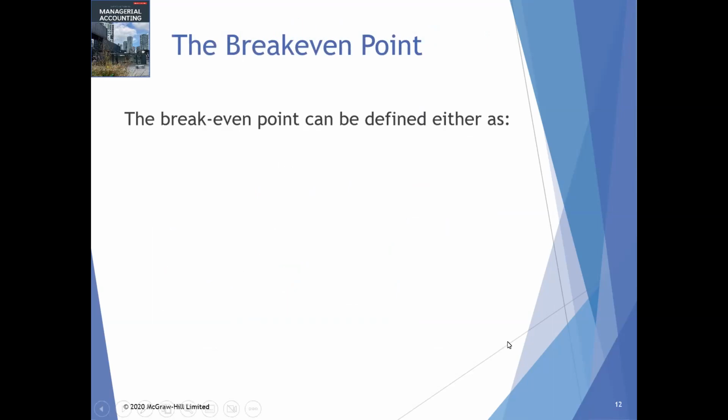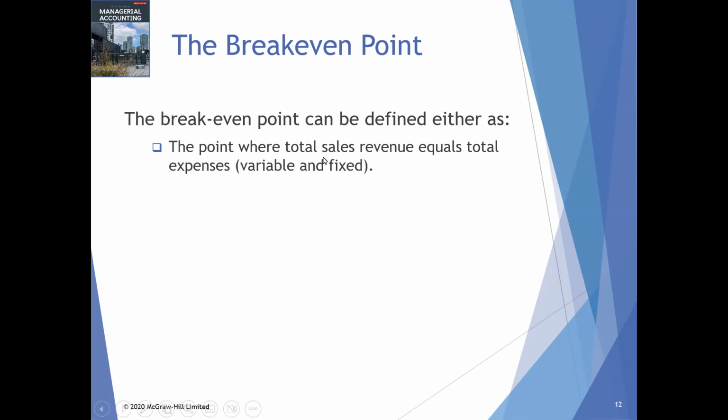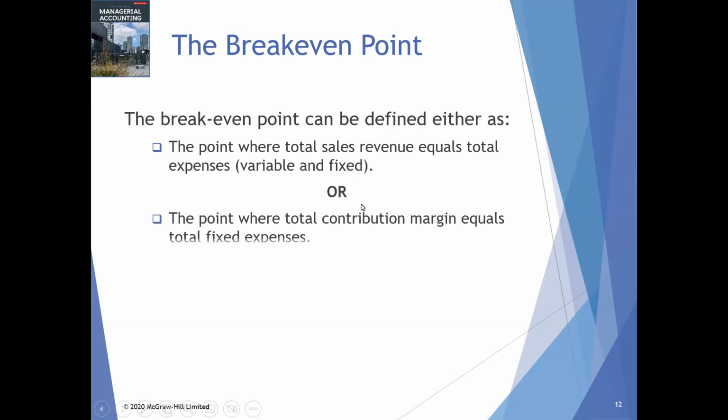Now, if we talk of the break-even point, it can be defined as the point where the total sales revenue equals the total expenditure. So total sale is equal to total expenditure. I'm talking about the variable and fixed both. Or we can say the point where the total contribution margin is equal to the total fixed expenditure. Yes, this is also right.